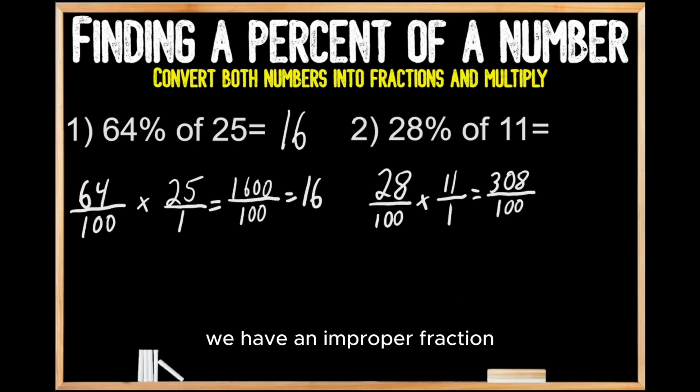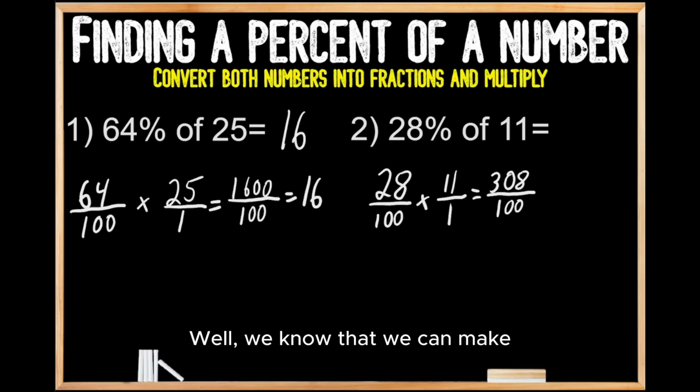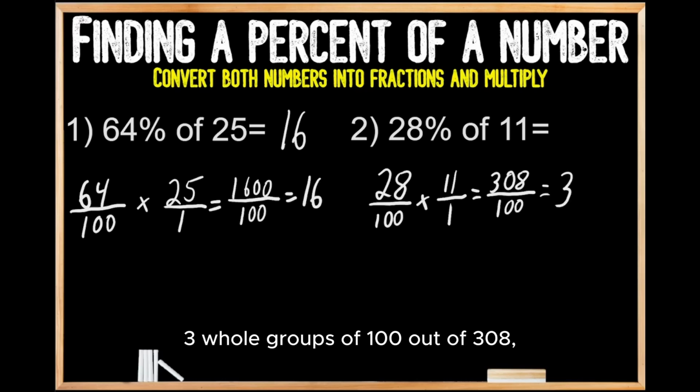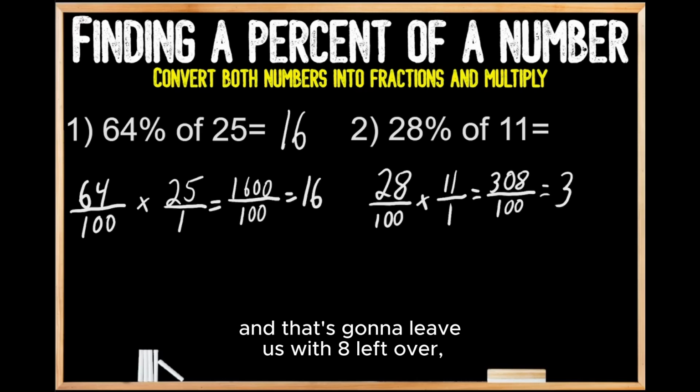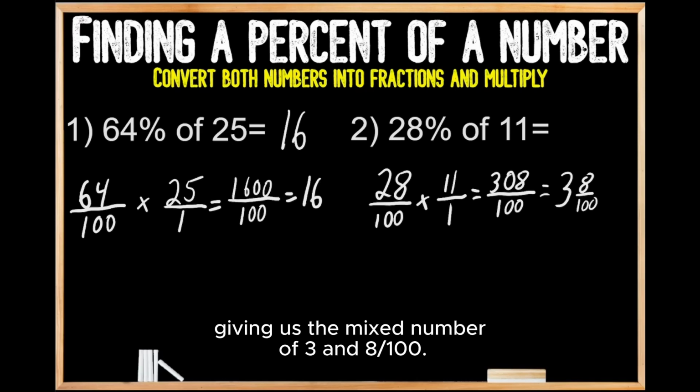As we can see, we have an improper fraction, so we're not quite done here. So we're going to think, how many equal groups of 100 can we make out of 308? Well, we know that we can make 3 whole groups of 100 out of 308, and that's going to leave us with 8 left over. Our denominator hasn't changed, so it's still going to be 100, giving us the mixed number of 3 and 8 hundredths.